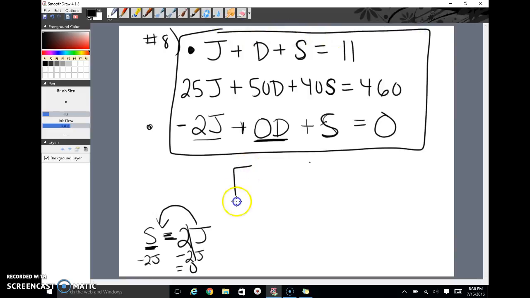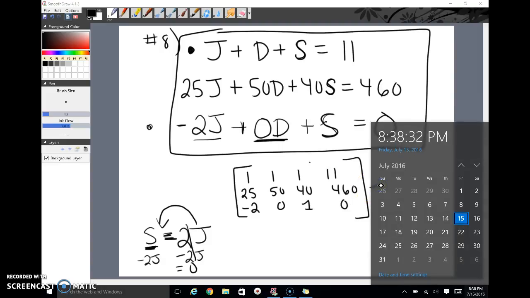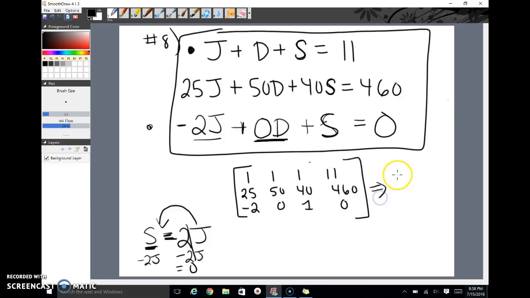So when I go to put this in a matrix, it should be 1, 1, 1, 11; 25, 50, 40, 460; -2, 0, 1, and 0. So that should be your matrix, and I'll put that into the calculator. Whoops, sorry about that. I'll put that into the calculator, and I'll do the reduced row echelon form. And once again, bear with me, I have to actually plug it in my calculator. I should have done this prior.